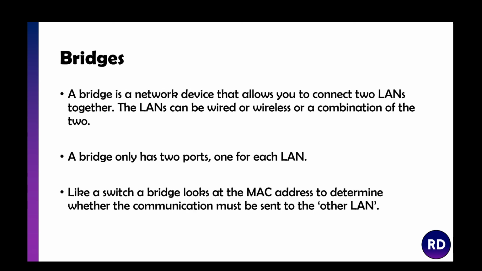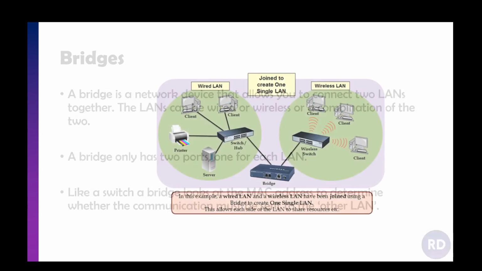Now another device similar to a switch is a bridge. Now a bridge is a network device that allows you to connect two LANs together. So the LANs can be wired or wireless, or a combination of the two. A bridge only has two ports, one for each LAN. So like a switch, a bridge looks at the MAC address to determine whether the communication must be sent to its own LAN on the left or the other one on the right. So which LAN it needs to be sent to.